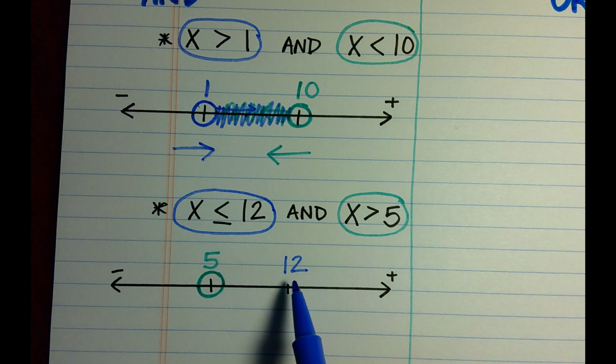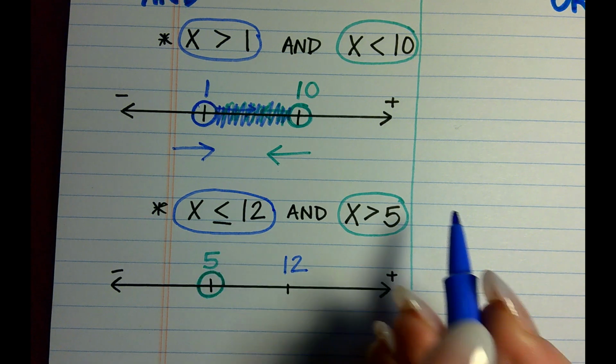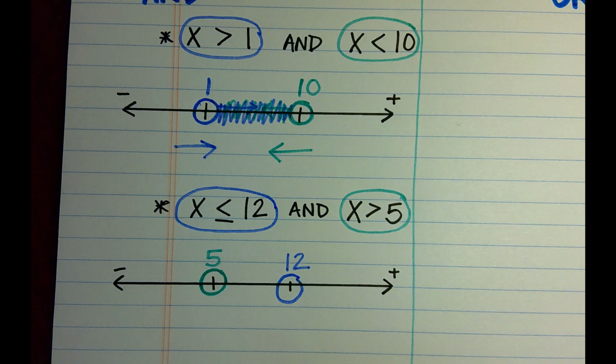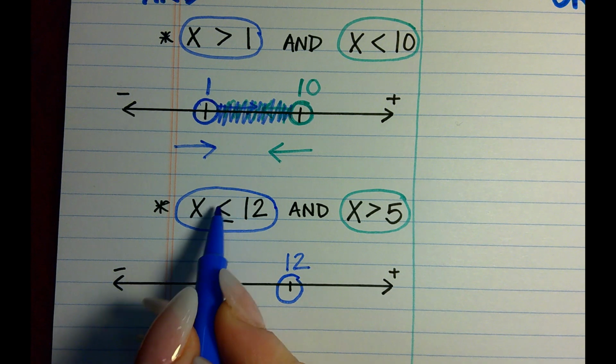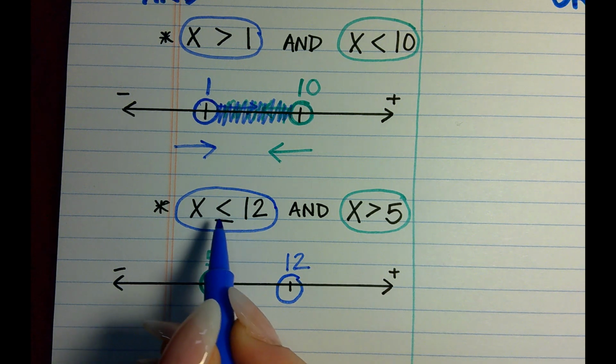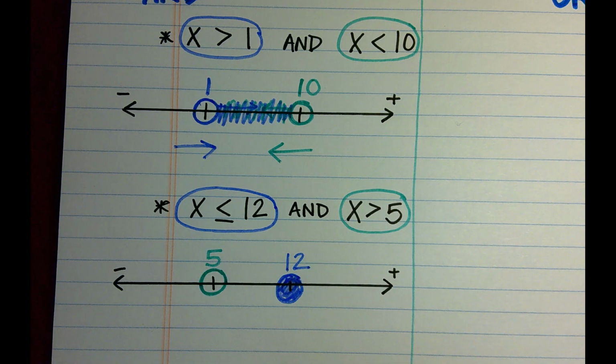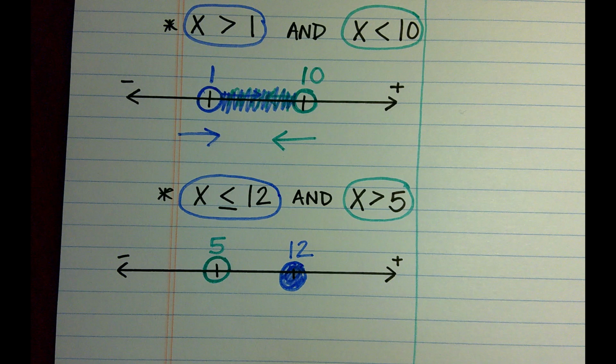How about 12? Closed circle. Why is it closed? Because it's less than or equal to 12. Good, because this time it's less than or equal to, so we color it in. And you just shade in the middle between the circles. You just shaded the middle. Good. Same thing that happened last time.